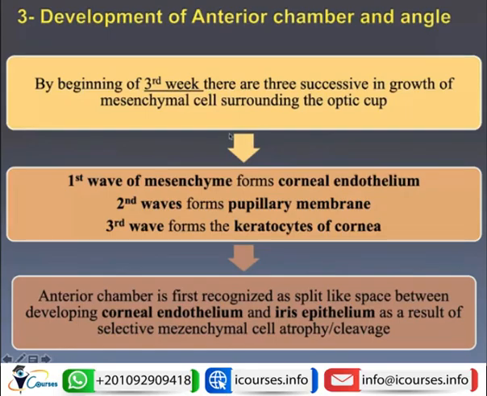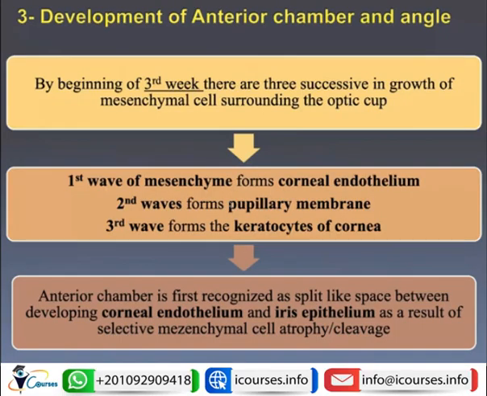So the three mesenchymal waves surround the optic cup, and they will be responsible for the formation of different structures. For example, we said that the first mesenchymal wave will form the corneal endothelium, the third wave will form the keratocytes of the cornea, and the second wave will form the pupillary membrane. So the development of the anterior chamber will be initiated by the three mesenchymal waves.